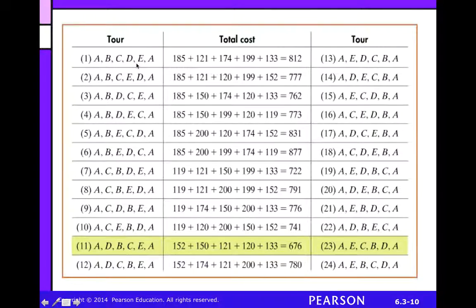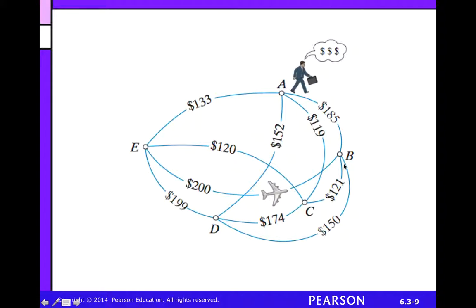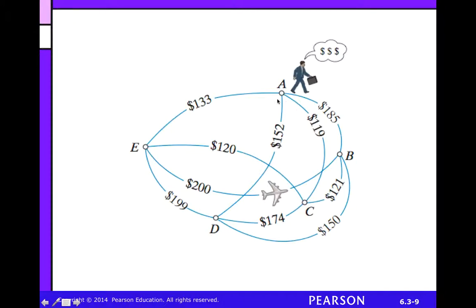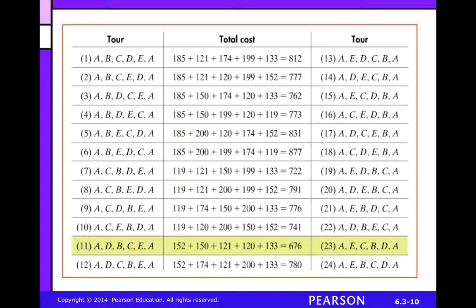So A, B, C, D, E, A. Let's go look at what that exactly does. A, B, C, D, E, A. You literally just walk around this way. Well, A, E, D, C, B, A is just the same path but in reverse. So rather than going clockwise, you just go counterclockwise. It's the same path, just walked in a different direction. That's why the cost of 1 and 13 is the same. So 1 and 13 both have a total cost of $812 because they're just the same path. One is walked clockwise and the other is walked counterclockwise.